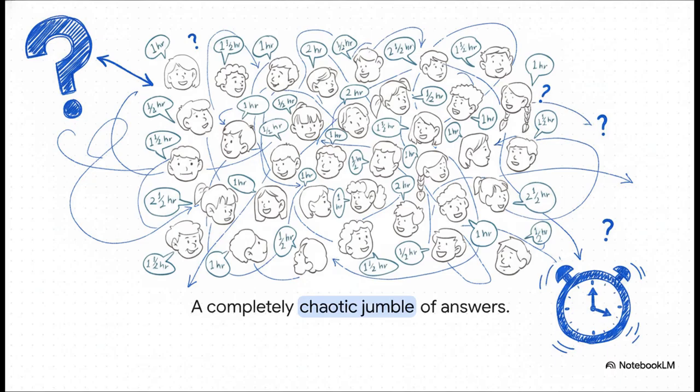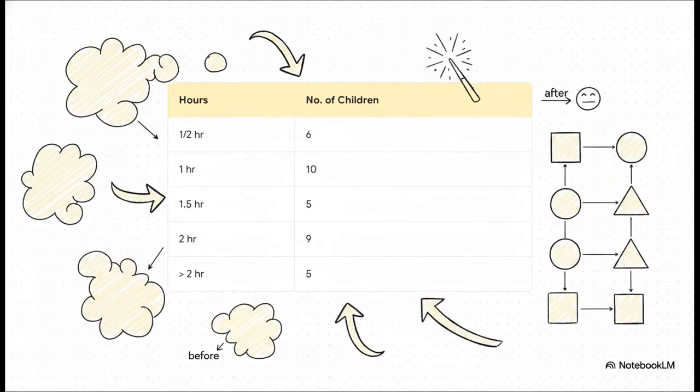I mean, look at it. You've got 1 hour, half an hour, 2.5 hours, just scattered everywhere. If I ask you right now, hey, do most kids watch 1 hour or 2 hours? There is no way you can tell me quickly. Your eyes have to dart all over the place, counting them one by one. It's exhausting, right? So, the absolutely crucial first step is organizing all this chaos.